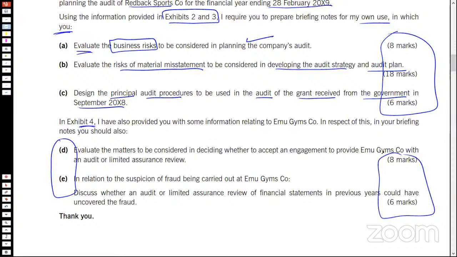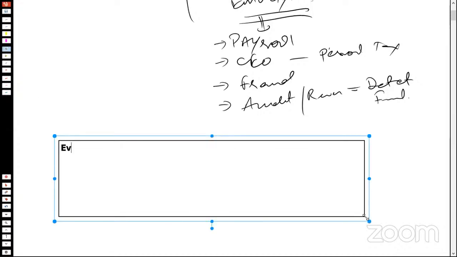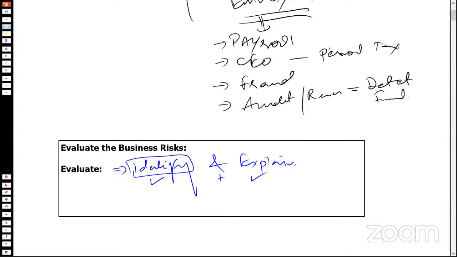So let's talk about the first part of the question. The requirement is to evaluate the business risk to be considered in planning the company's audit. It's an 8-mark requirement. Now, always remember, whenever the examiner says evaluate, the word evaluate would actually mean that you have to identify and you have to explain the risks. You just don't have to identify. You have to identify plus you have to explain why it is a risk.